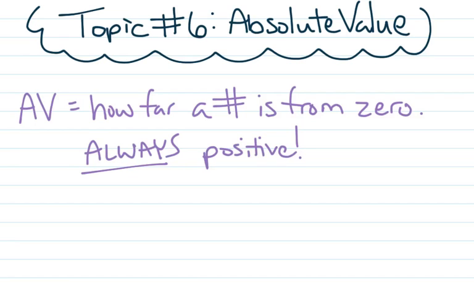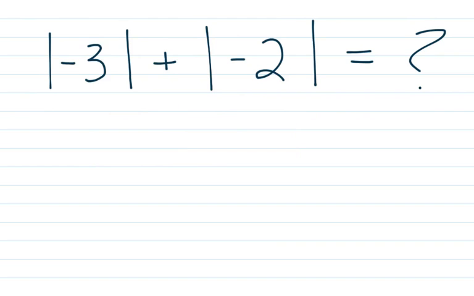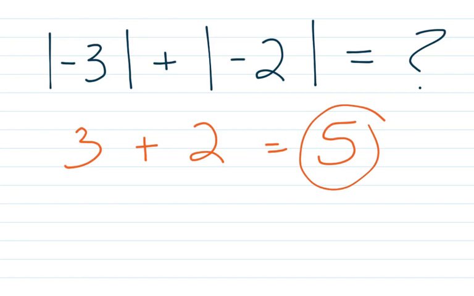Absolute value is a distance value. So it's how far a number is from 0, and those values will always be positive, even if your integer is negative. So we see those in problems with these straight bars. So this tells me to find the absolute value of whatever's inside before I can add them together. So the absolute value of -3 would be 3, because it's 3 spaces from 0 on a number line. The absolute value of -2 is 2, because it's 2 spaces from 0. And then 3 plus 2 would be 5 as my final answer.